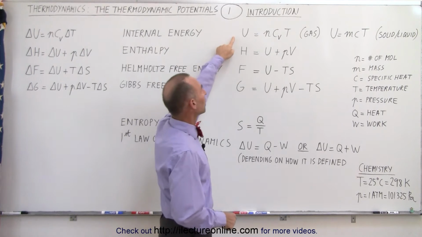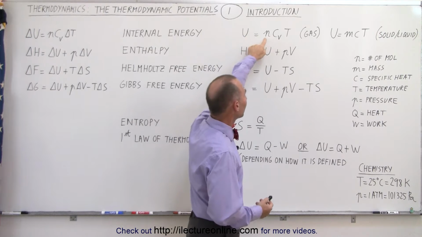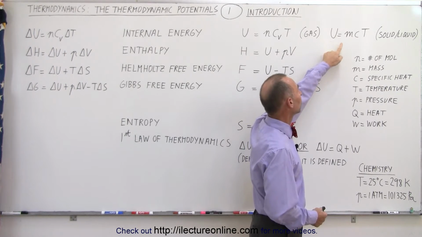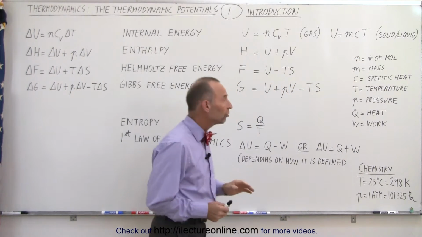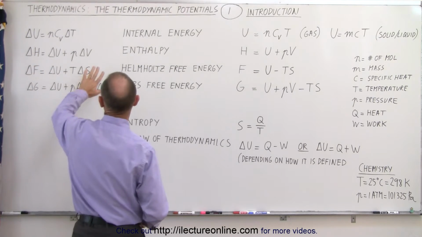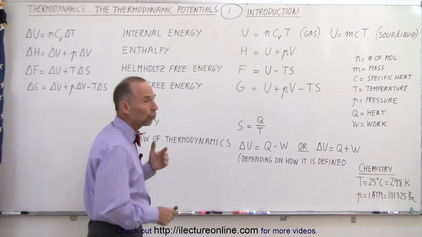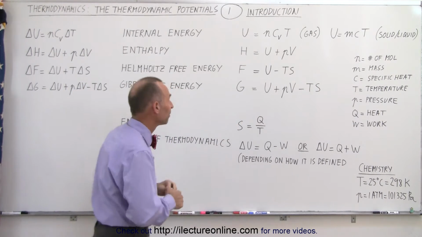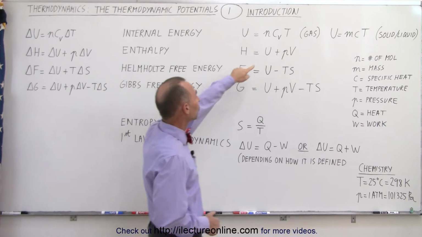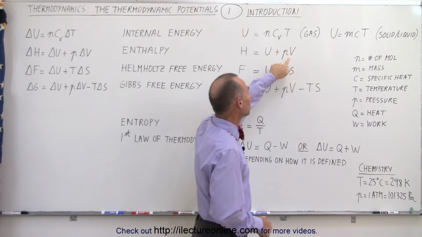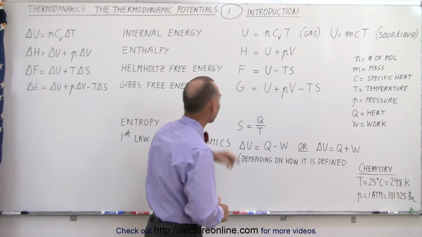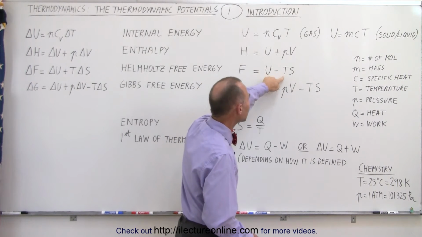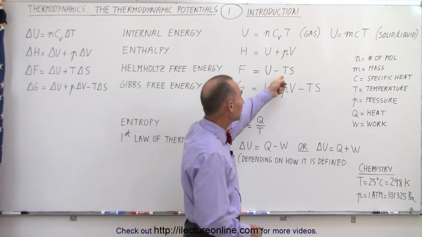Notice that the internal energy can be defined in terms of, if it's a gas, c sub v times T, and in terms of a solid or liquid, U equals mc times T. Notice there's a set of equations on the left side here where we have it in terms of the change in, and those are much more practical most of the time than these equations right here, although we need both sets. The enthalpy is defined as the internal energy plus P times V, P being the pressure, V being the volume. F, which stands for the Helmholtz free energy, is equal to the internal energy minus T times S. S is the entropy and T is temperature.